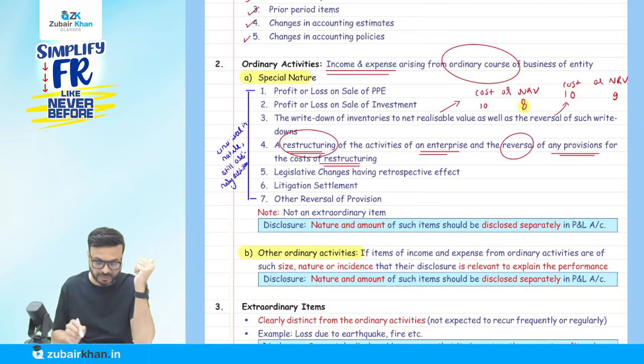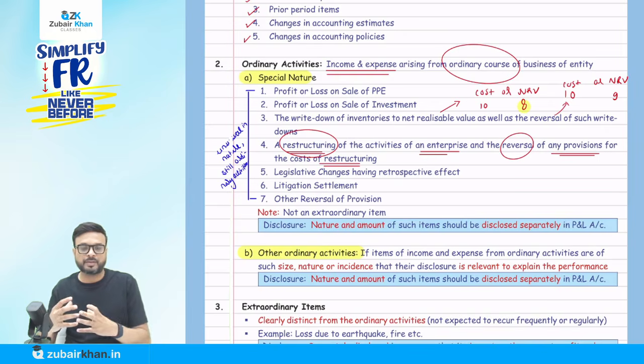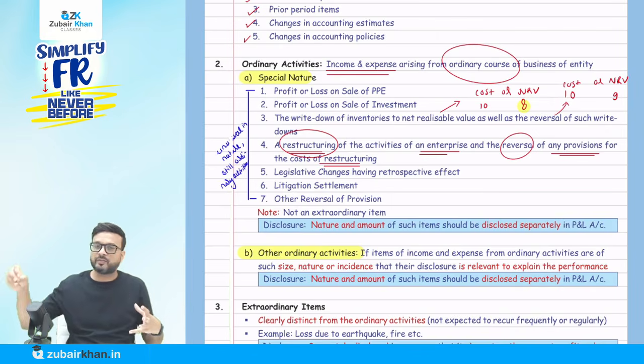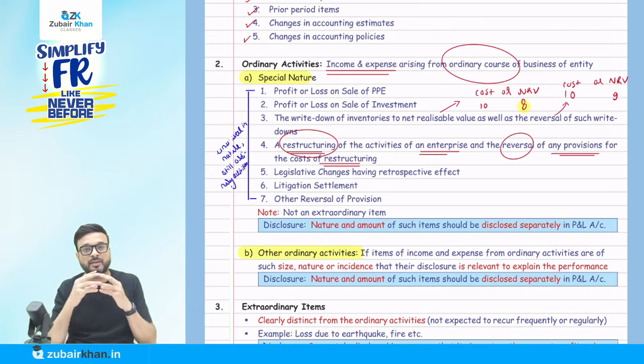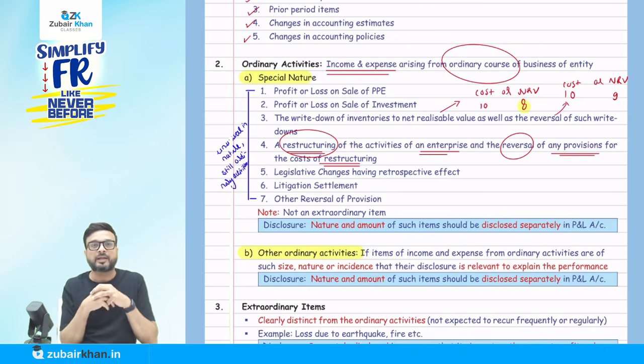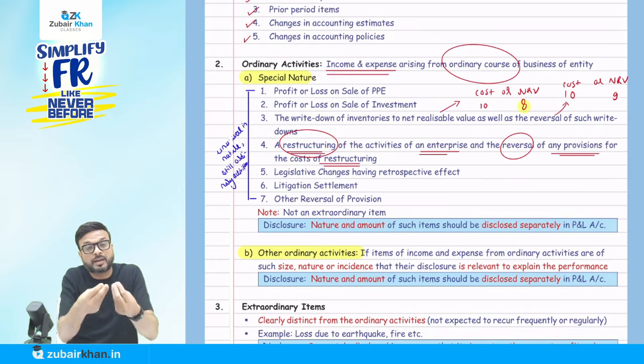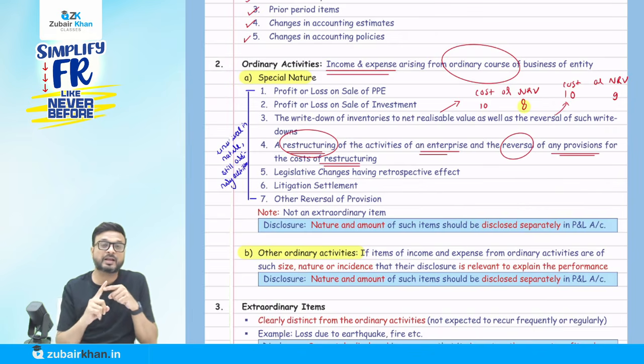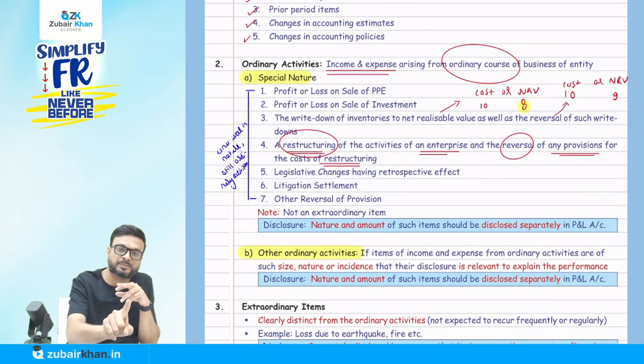Now understand what restructuring is. Sometimes we do it, for example, with one division that we want to discontinue. Out of 10 divisions, 1 we are closing now. So we might create a cost of restructuring. When we do the restructuring, we might give certain compensation to the employees who work exclusively for that division. When we create a provision for those types of expenses for the restructuring, that is also ordinary activity but of special nature.